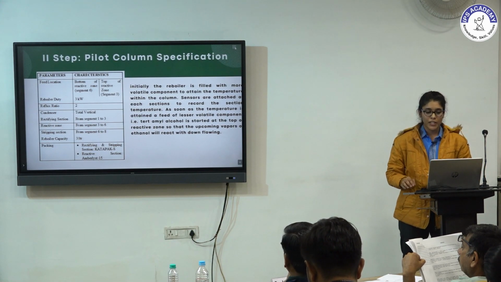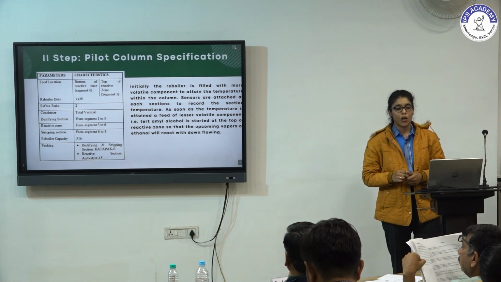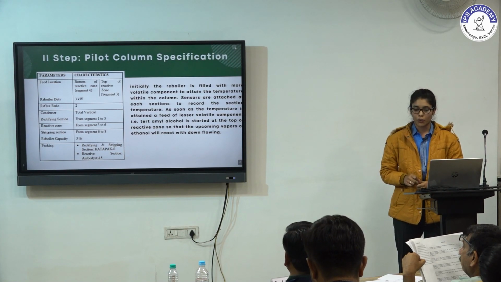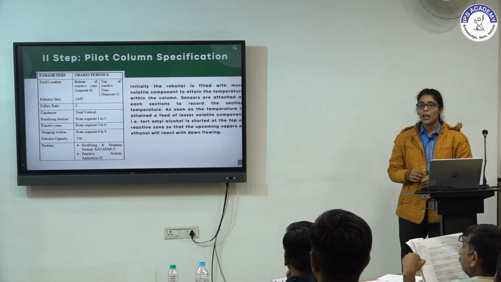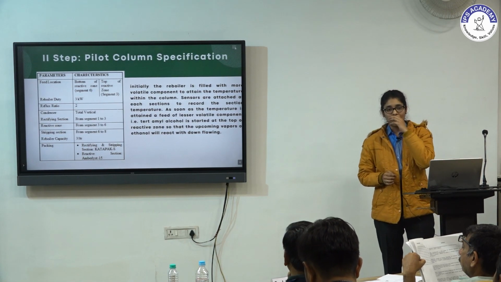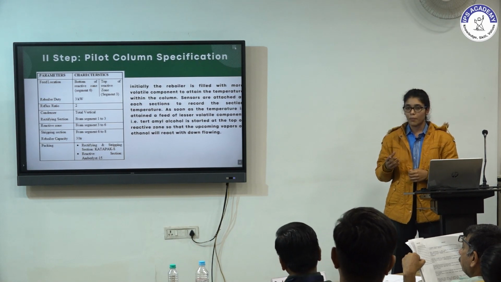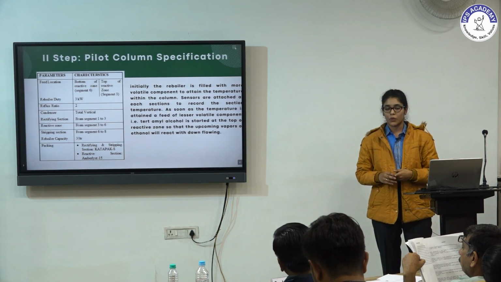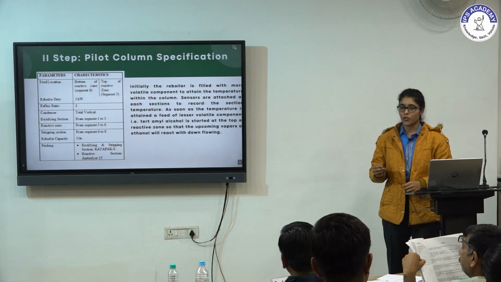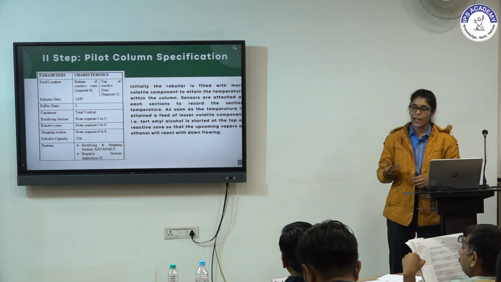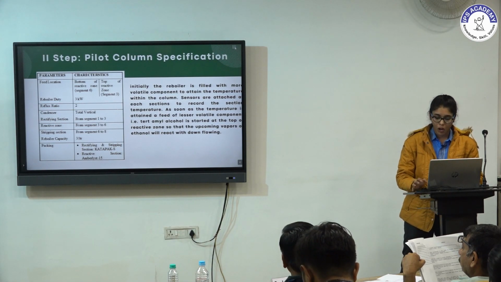As soon as the temperature is attained, a feed of the less volatile component, that is the tert-amyl alcohol, is started at the top of the reactive zone, so that the upcoming vapors of the ethanol will react with the downflowing. From the bottom of this column, we have received the biodiesel, and from the top of the reactive distillation, we have received the glycerol, because glycerol is more volatile as compared to the biodiesel. Therefore, we have received it from the top of our column.